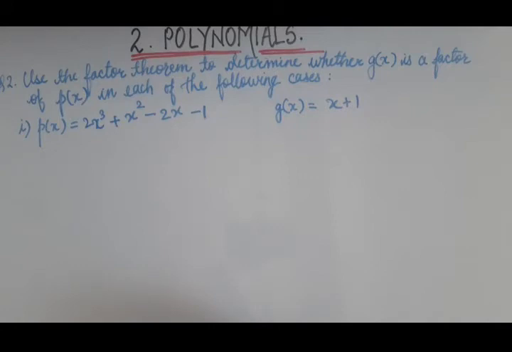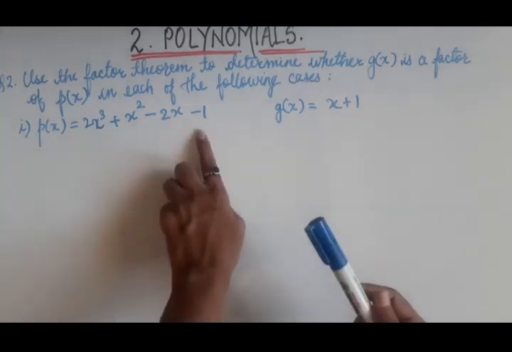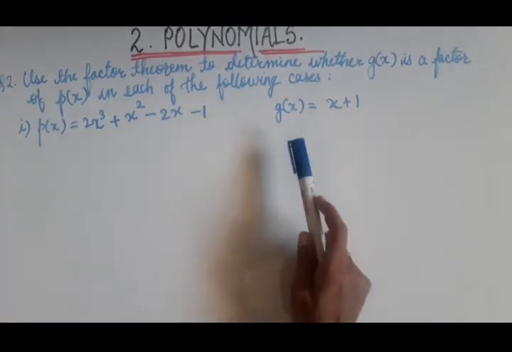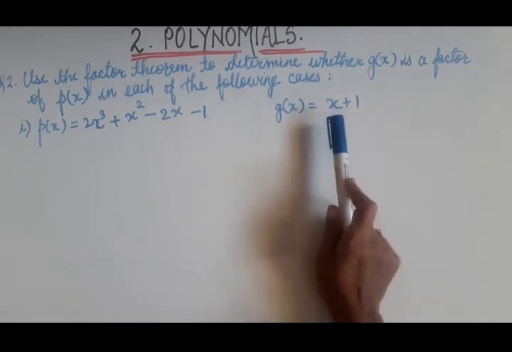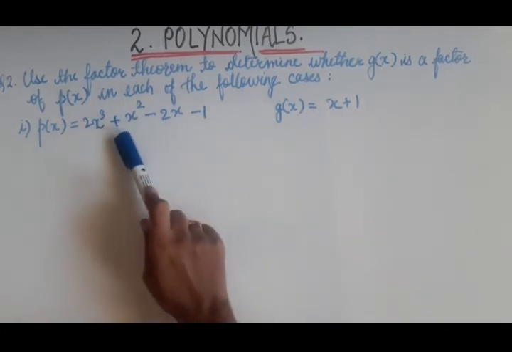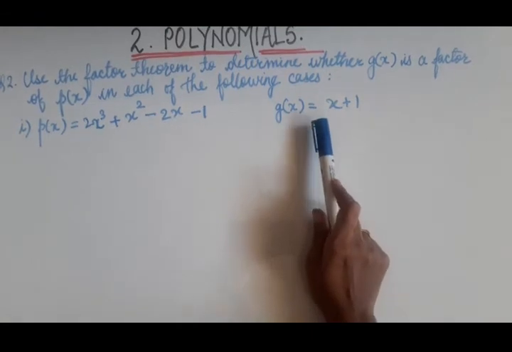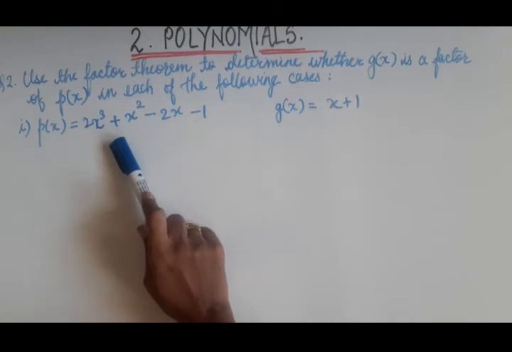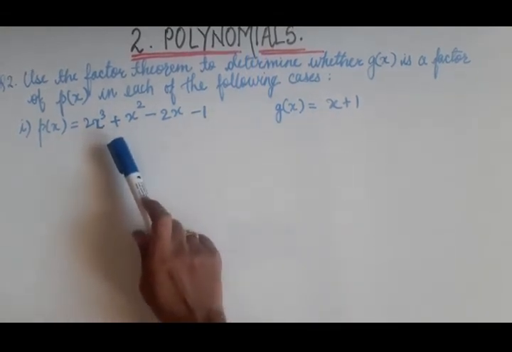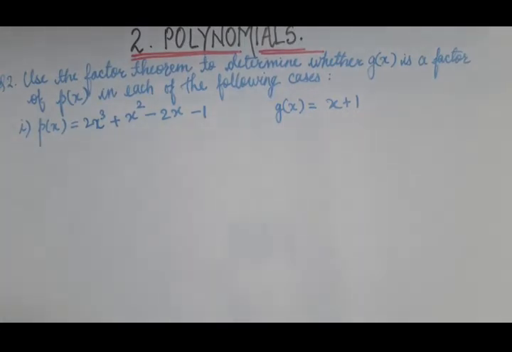Now in the second question, it is given: use the factor theorem to determine whether g of x is a factor of p of x in each of the following. Okay, so the first question is, this is your p of x and this is your g of x, and it is asked to find whether g of x is a factor of p of x. So same thing we are going to do as we did in the first question. To find whether g of x is a factor of p of x, we need to find the zero of g of x first, then put that in p of x. If it equals 0, then it will be a factor. If it is not coming 0, then g of x will not be a factor of p of x.